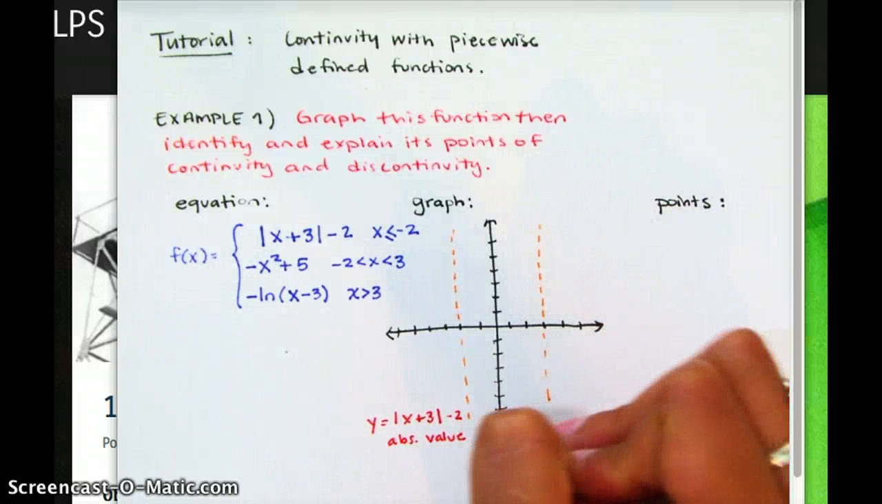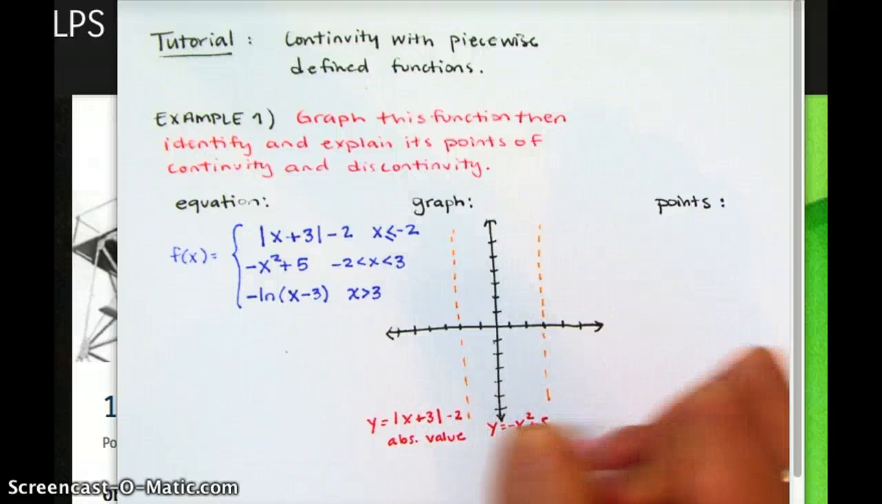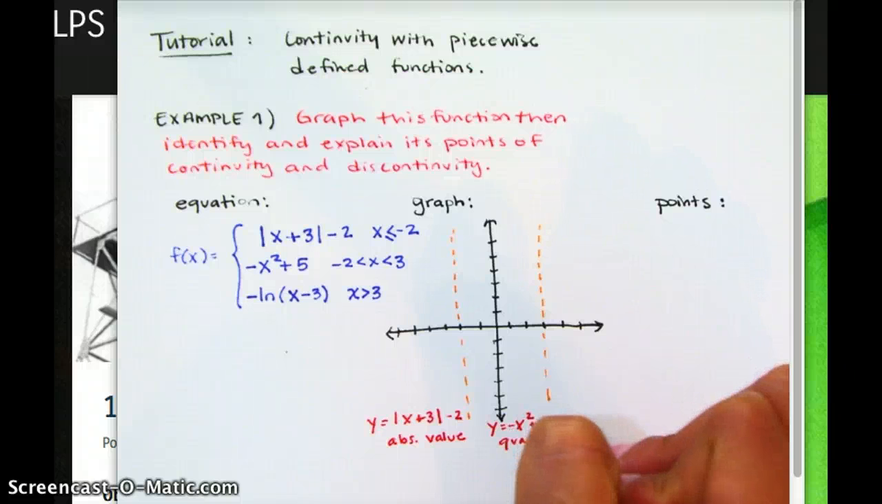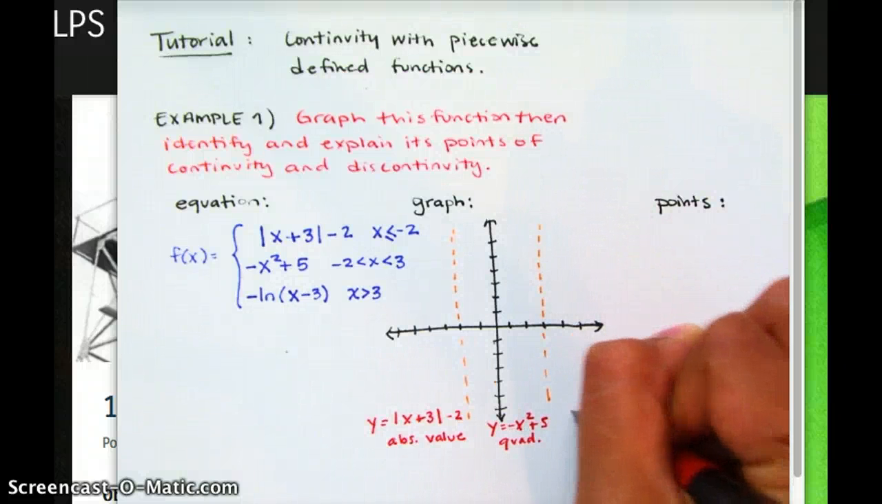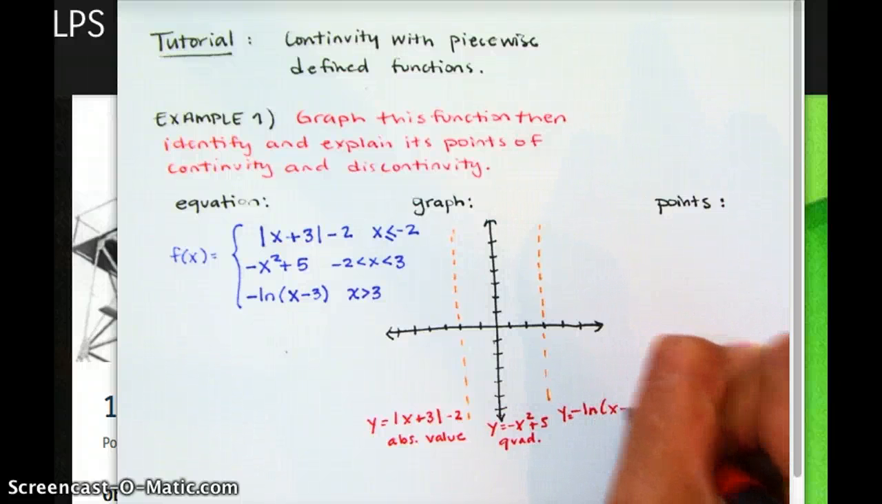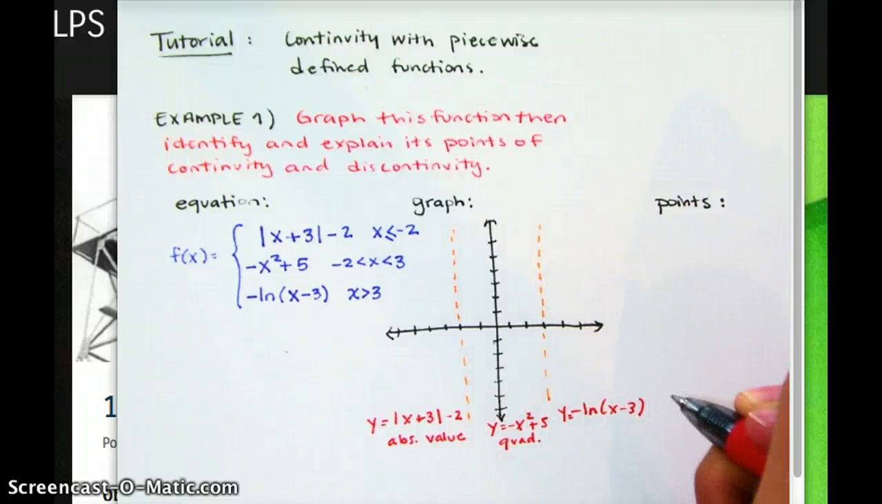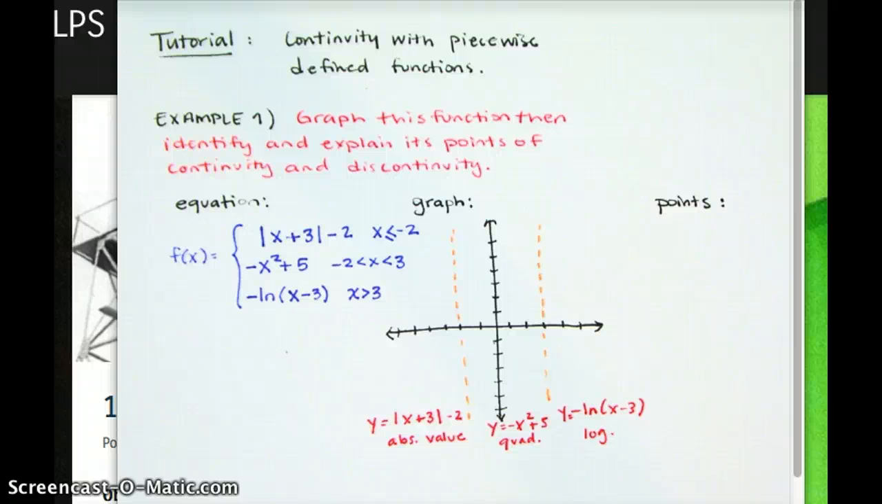Similarly, in the middle section, we're going to have y equals -x² plus 5, and I expect that to be quadratic. I know it's quadratic. In the last section, we have a natural logarithm function, so it would be y equals -ln of x minus 3, and it'll have a log shape. This is just my thinking process. You don't have to write it down, but I highly recommend it, at least for your first couple examples.